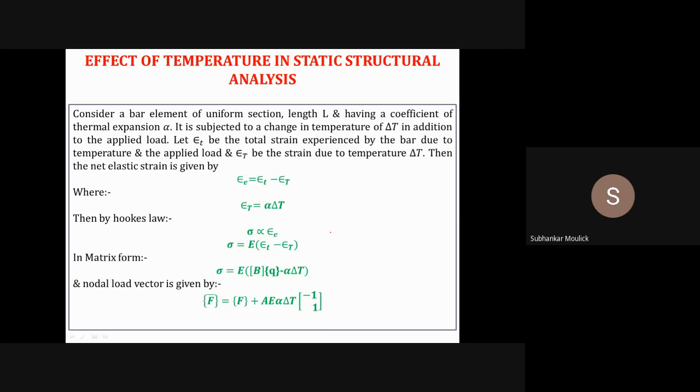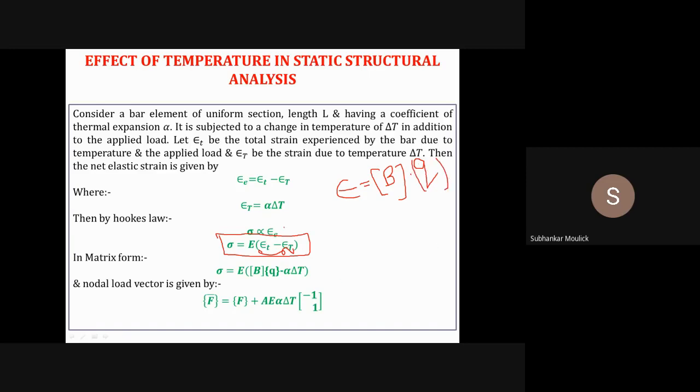Fine. So I know that in FEM we have to represent each and every equation in matrix form. If I represent this particular equation in matrix form, how can I write it? Sigma is equal to E into, now this is nothing but strain. In the last few classes we have seen that strain is equal to the strain displacement matrix B into the nodal displacement vector Q.